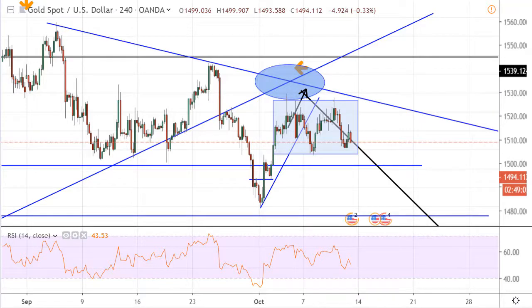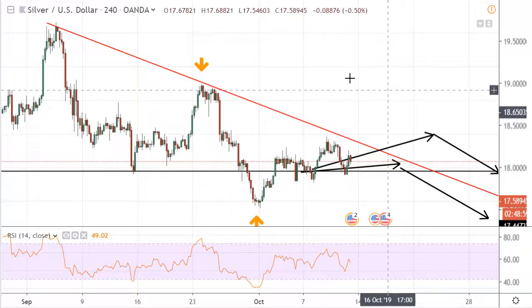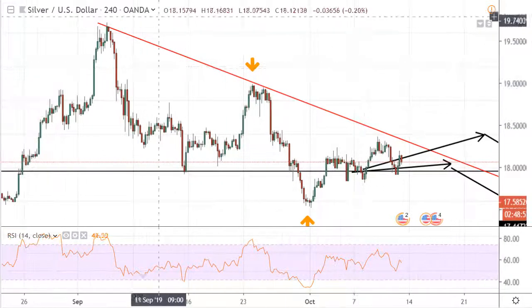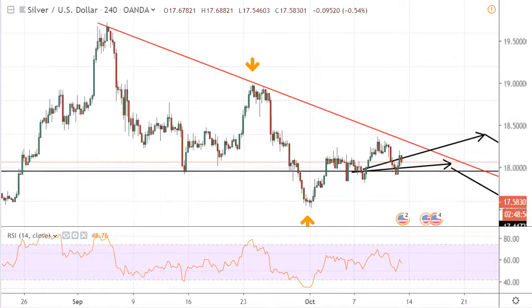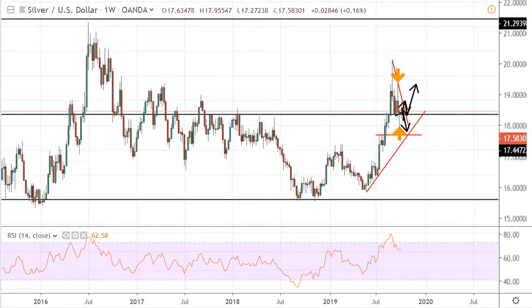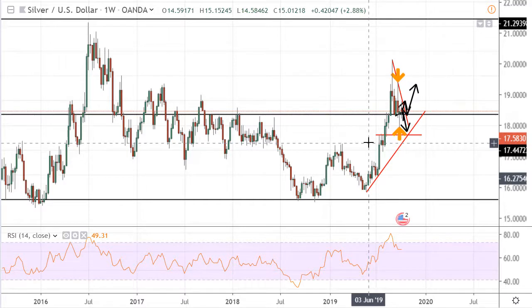Let's switch to XAG US dollar. This is the same thing. Let's go to the weekly so you guys understand and actually learn why we are looking at the charts like we are doing, and that's I think more important than the two opportunities I'm providing here.